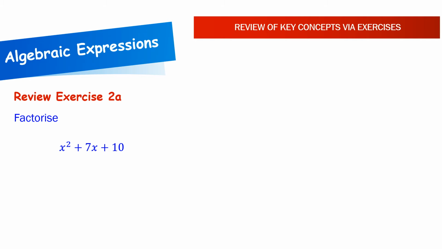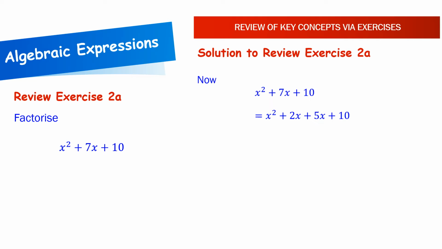And now for exercise 2a, factorize the quadratic shown. Notice that 2x plus 5x equals 7x and 2 times 5 equals 10. So we can split up the quadratic as x squared plus 2x plus 5x plus 10.